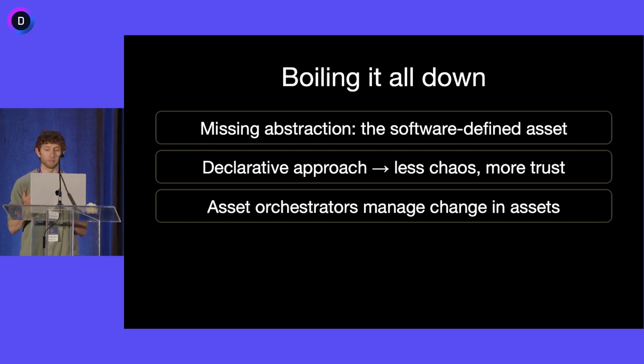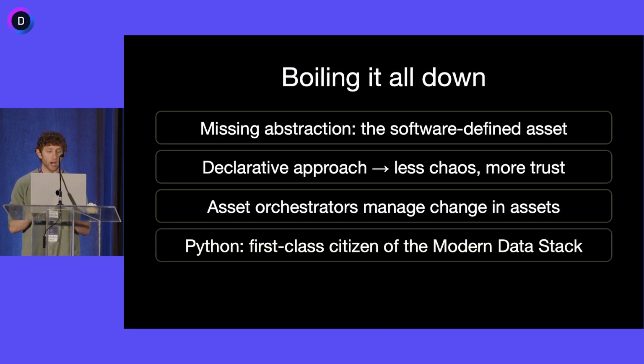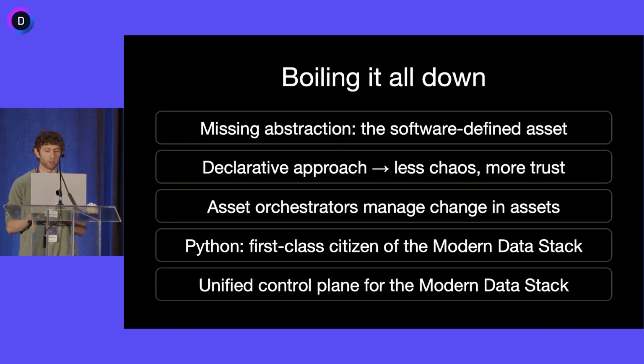The system that you use to manage change should have assets as its primary abstraction and is in the best position to act as their source of truth. When it comes to the modern data stack, software-defined assets allow Python to become a first-class citizen. And asset-based orchestration offers a unified control plane without sacrificing a declarative approach.